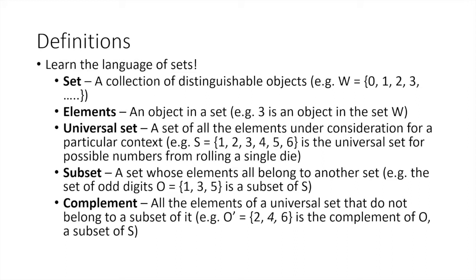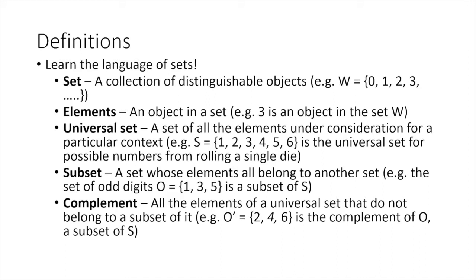If we wanted to take, say, the odd numbers of the possible rolls, that would be actually selecting a subset of that universal set. So in this case, if we let O be the set of odd digits, then 1, 3, and 5 by definition would be a subset of S. Every single element in a set has to be present in the universal set for it to be deemed a subset. So for example, if I had the numbers 1, 3, 5, 7, well, 7 is not actually in the universal set, therefore that set that I just listed wouldn't be a subset of the universal set.